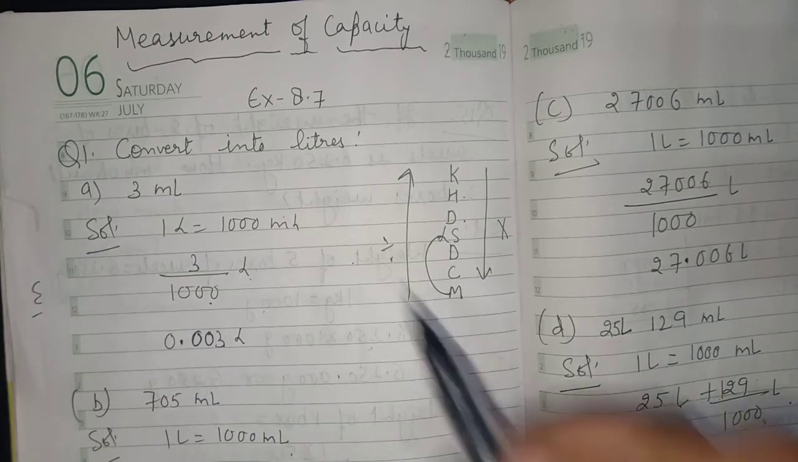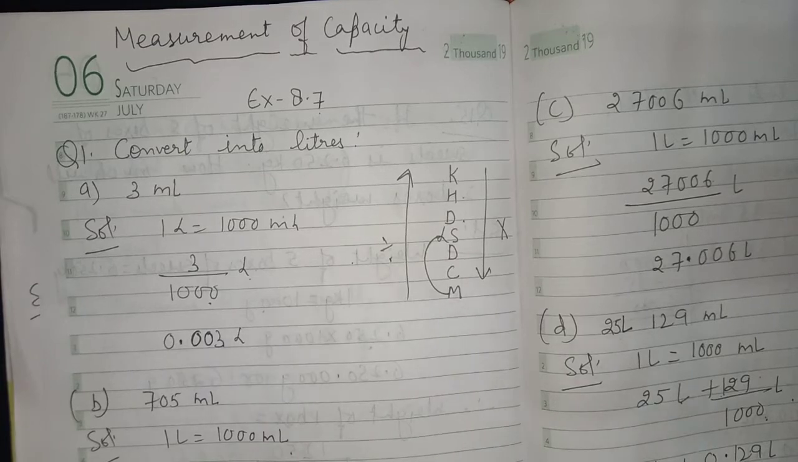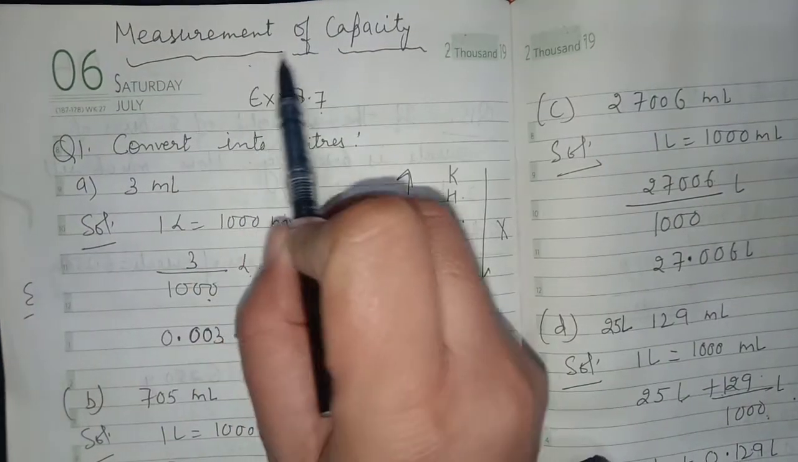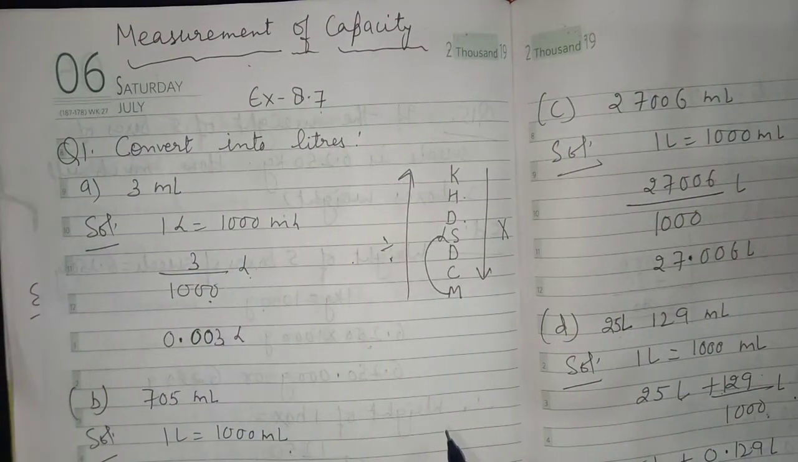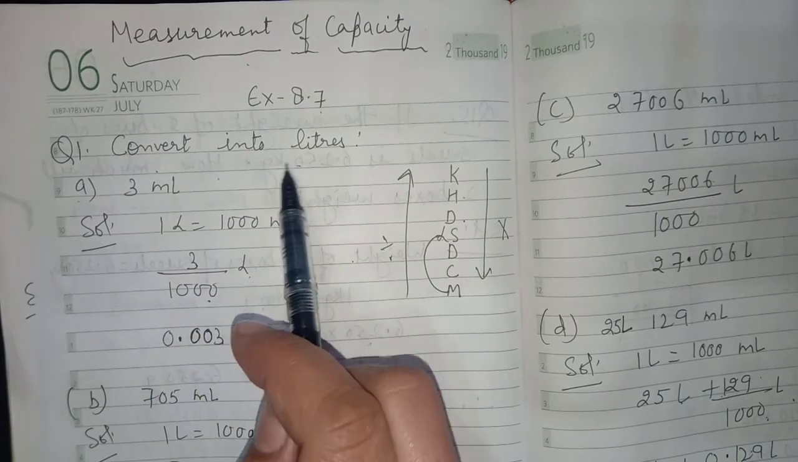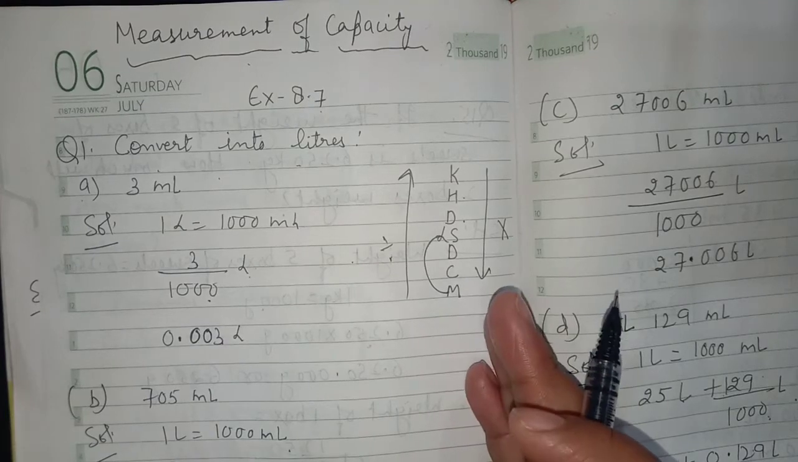Everyone, today we will do exercise 8.7 of unit 8, that is measurements, and in this exercise we will be doing the questions related to measurement of capacity. So let's get started. Now question number 1 is convert into liters. Here in this question we have to convert the given unit into liters.